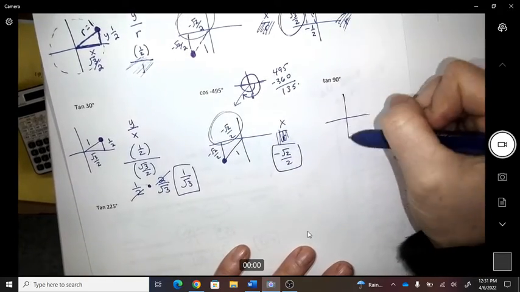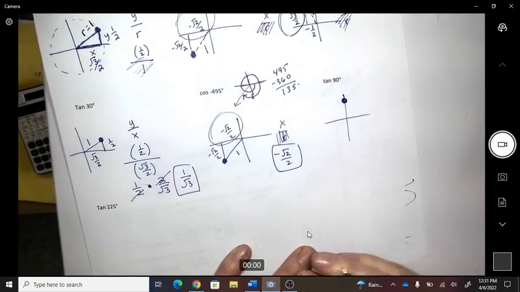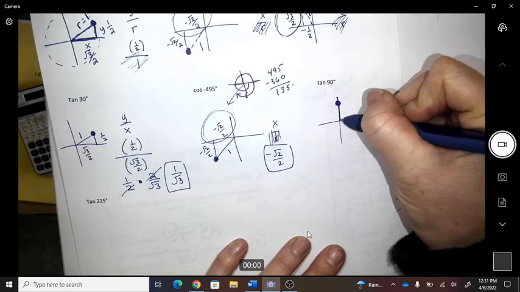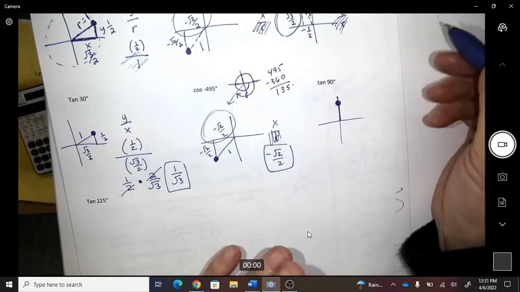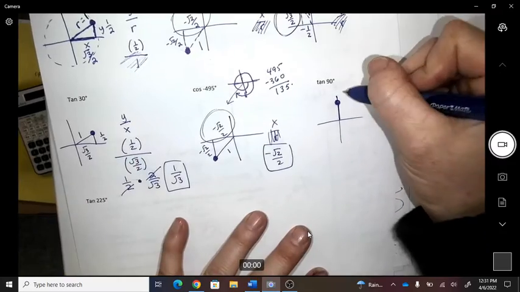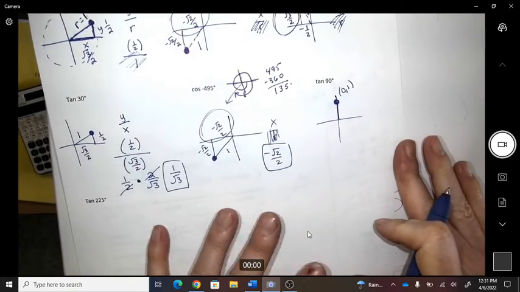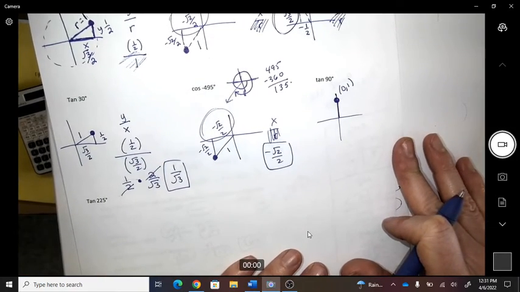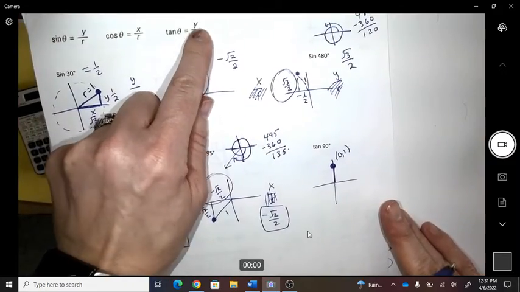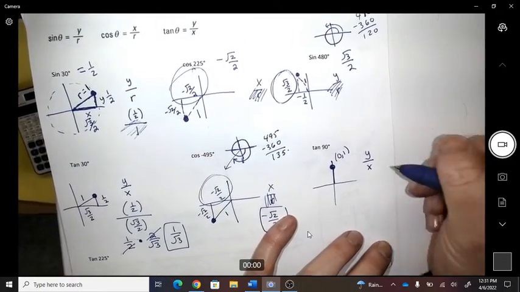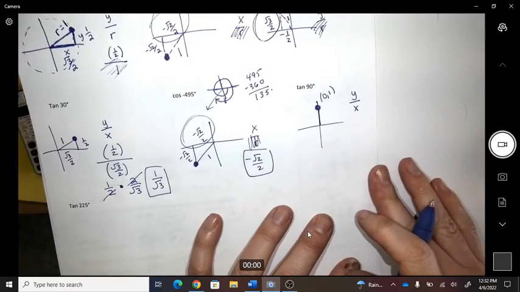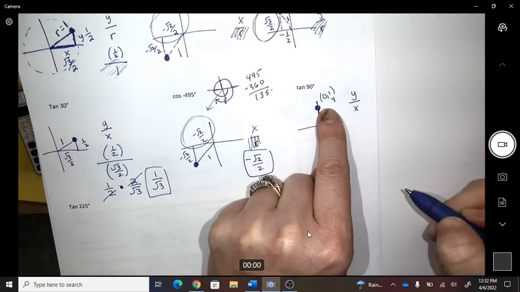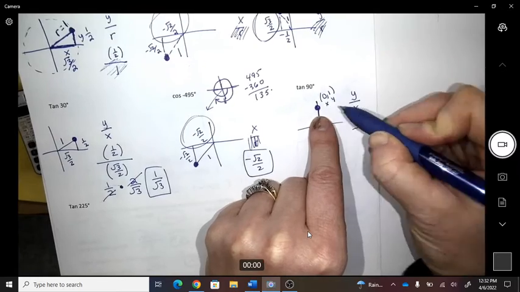Okay, tan of 90. So 90 is there. Okay, there's actually no triangle with this. Right, you can't make a triangle because it's just straight up, right on the top. Okay, what is tan? The y divided by the x. Okay, so I'm going to fill this in. The y number is 1 divided by the x number 0.